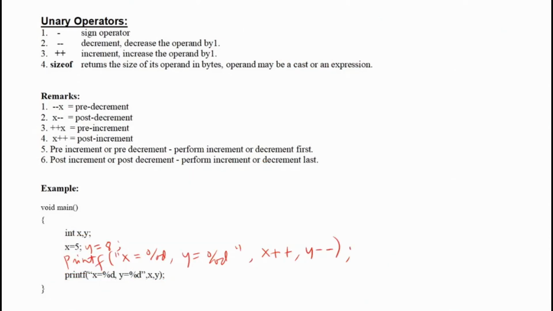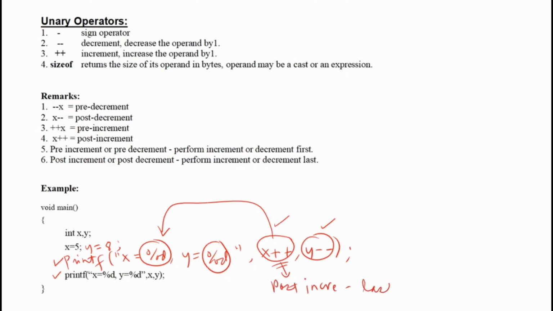Say for example, we have this program, x is 5 and y is set to 8, and then the first printf and then the second printf. What is the output in the first printf? This one, what is the value of this one? It will be displayed in here, right? For this value here, we display what? Is it 5 or 6? This is post-increment, and so being post-increment, it will be performed last.